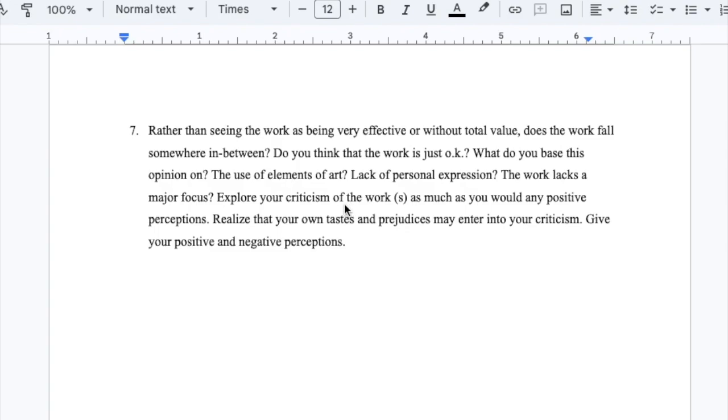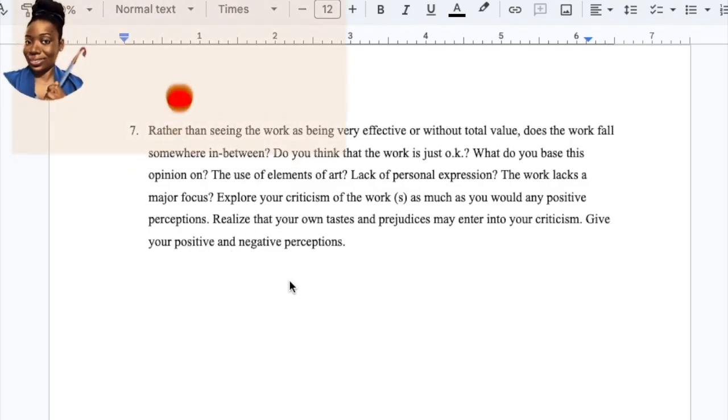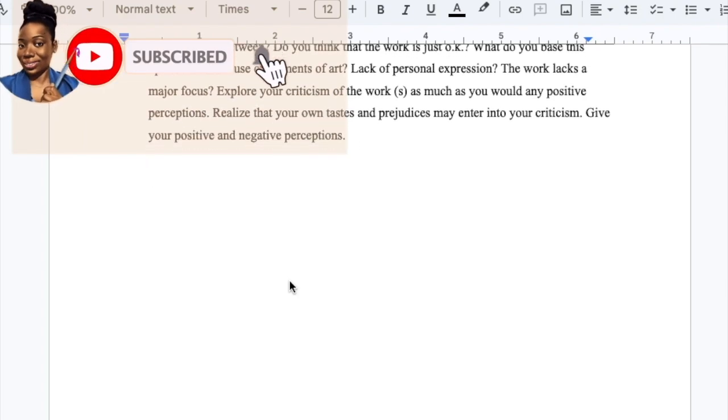Explore your criticism of the works as much as you would any positive perceptions. Realize that your own taste and prejudice may enter into criticism. Give your positive and negative perceptions. All right, so that would be judgment, guys.